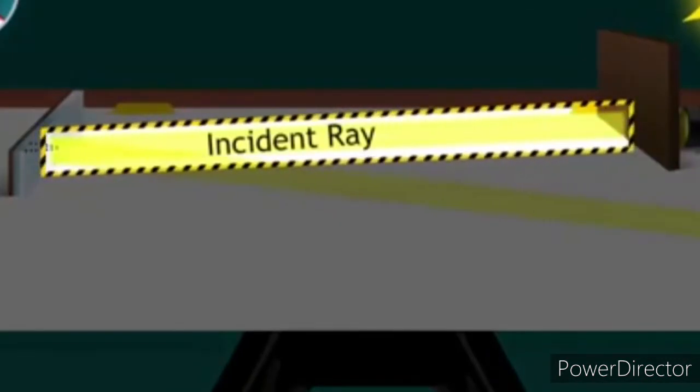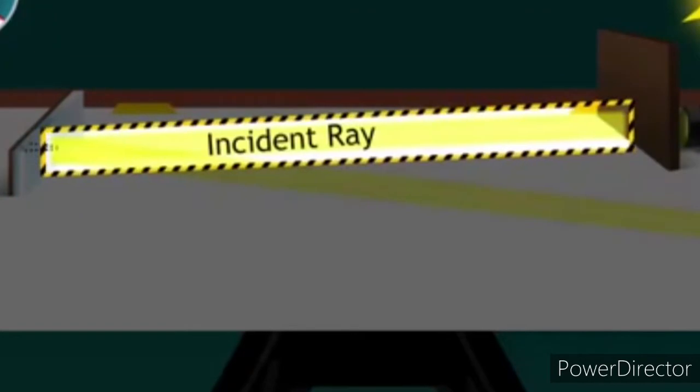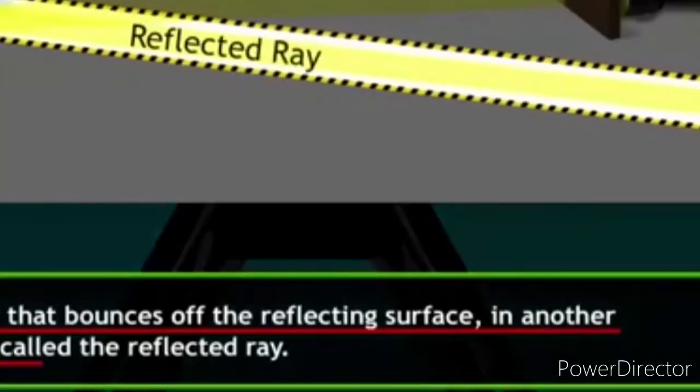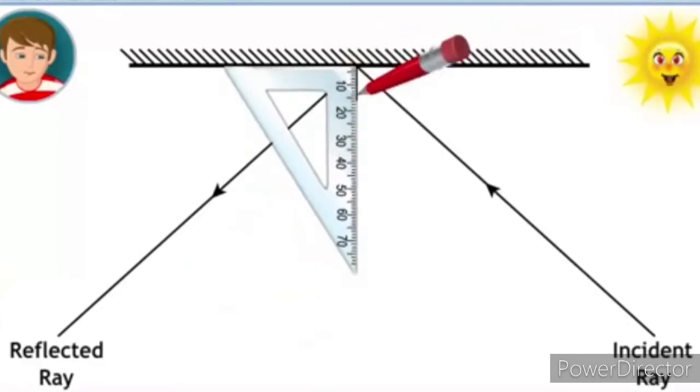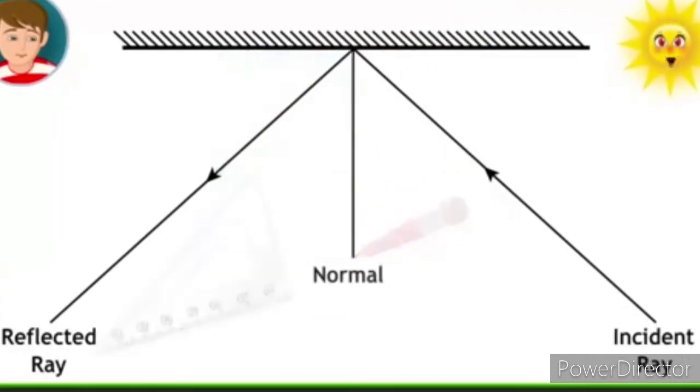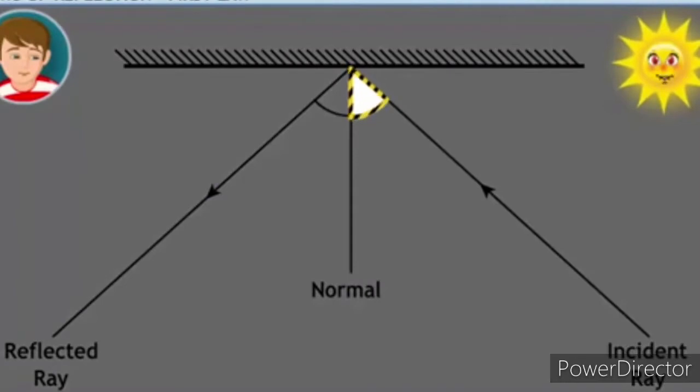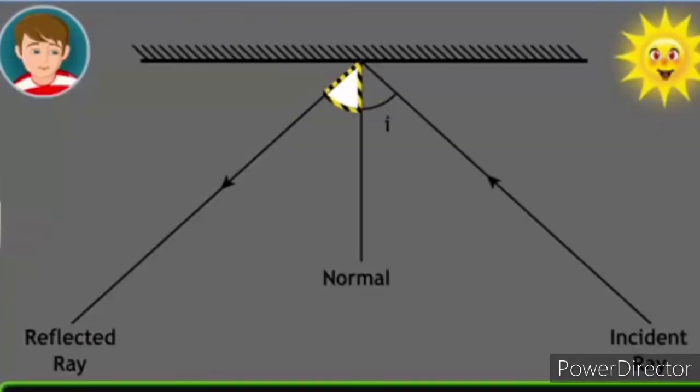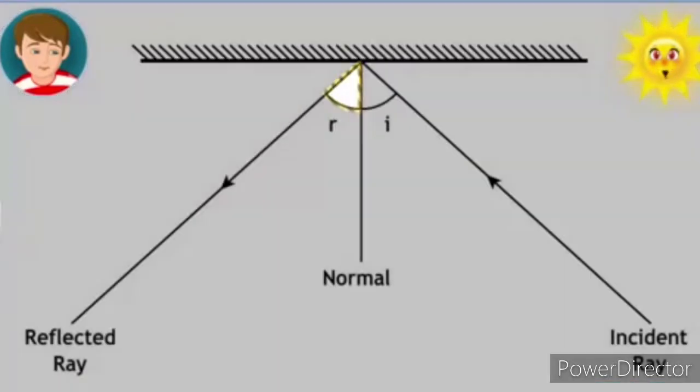Reflection of light. When a ray of light approaches a smooth polished surface and the light ray bounces back, it is called the reflection of light. The ray which is falling on the reflecting surface is called incident ray, and the ray that bounces back is called the reflected ray. If a perpendicular is drawn on the reflecting surface, it is called normal. The angle between incident ray and normal is called angle of incidence, and the angle between reflected ray and normal is called angle of reflection.